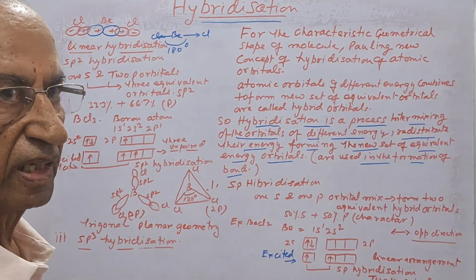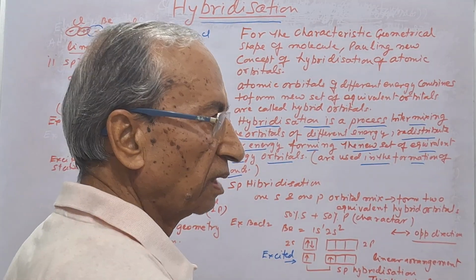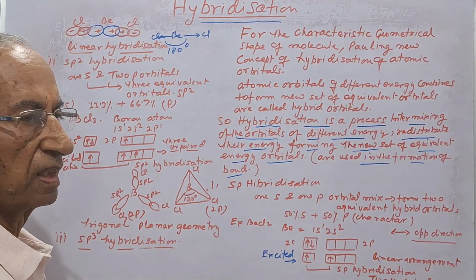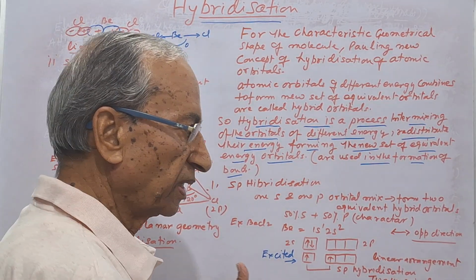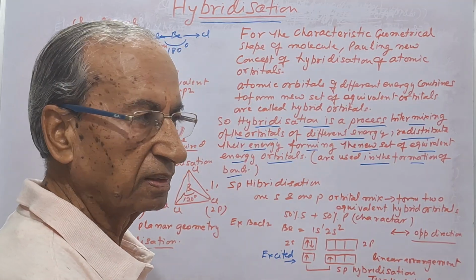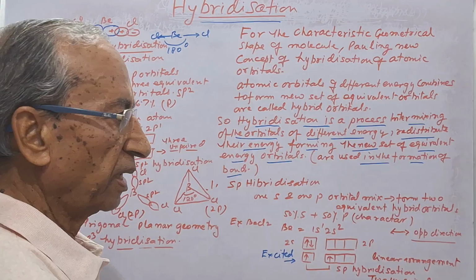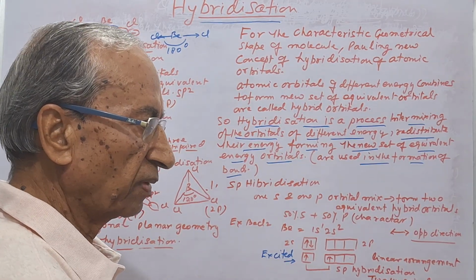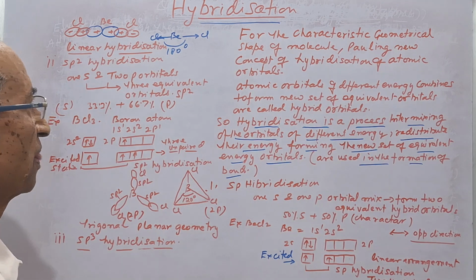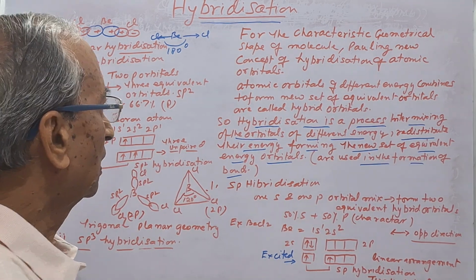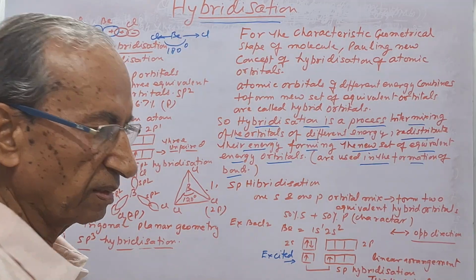In my last video I explained overlapping of the orbitals. That is, overlapping means when the two orbitals overlap head to head, that forms the sigma bond, and when orbitals overlap laterally, they form the pi bonds. Now today I will explain hybridization.